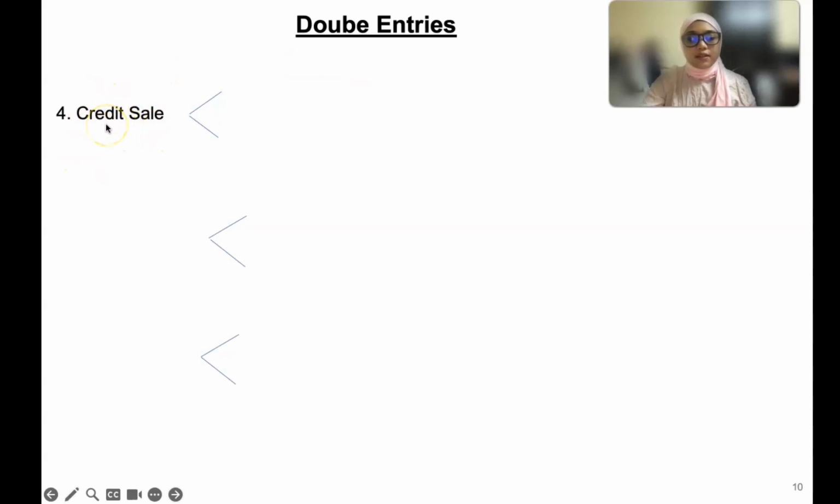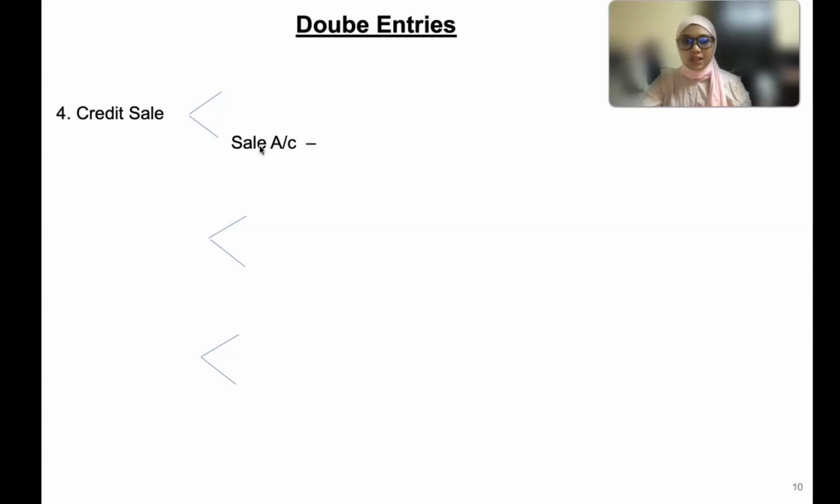Credit sale. In the previous slide, we had cash sale. In this slide, the example is credit sale. We are selling on credit. What is the transaction? The transaction is a sale transaction. So whether it is cash sale or credit sale, we will definitely open what account? Sale account. If it is cash sale, we will open cash account.